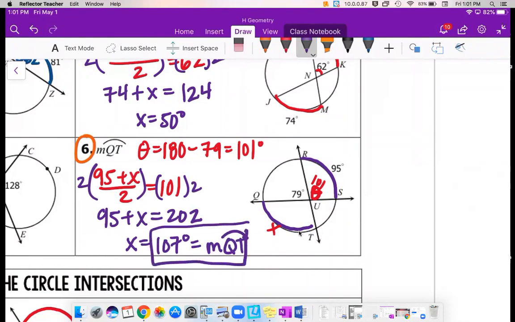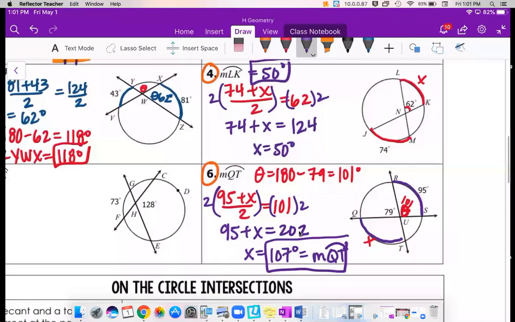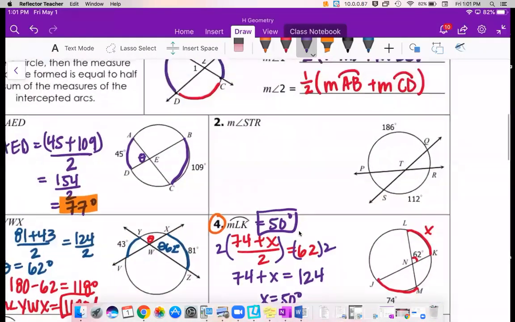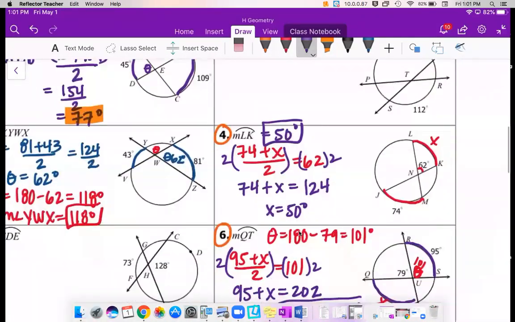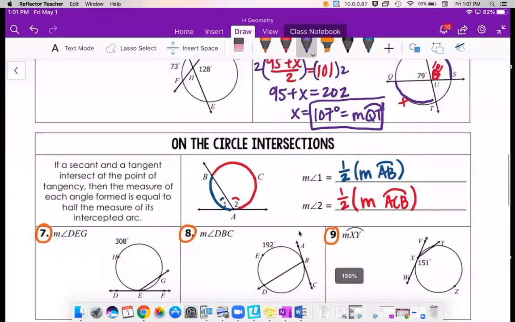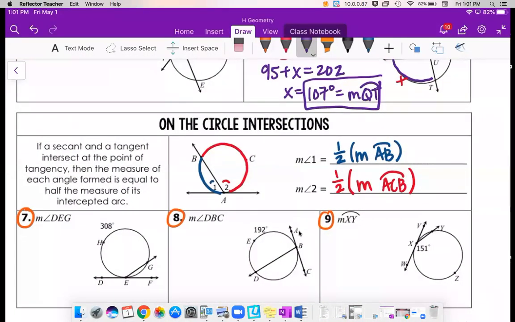So that's where you guys stop. Remember, these were 2 secants intersecting on the inside of a circle. Those are the formulas that you use. Next one is what happens if a secant and a tangent intersect at the point of tangency.